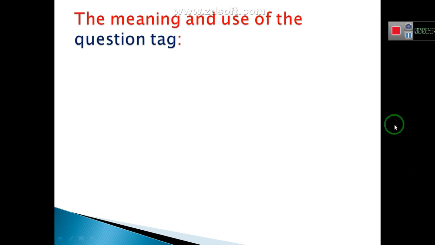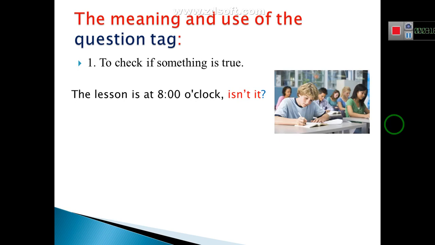The second slide, we are going to talk about the meaning and use of the question tag. Now there are two main meanings. The first one, to check if something is true. For example, the lesson is at 8 o'clock, isn't it? So we have the sentence followed by the question tag in red. The meaning of this sentence is a person is checking if this is true. The person wants to know if the class starts at 8 o'clock. They are checking the time. It's a real question.